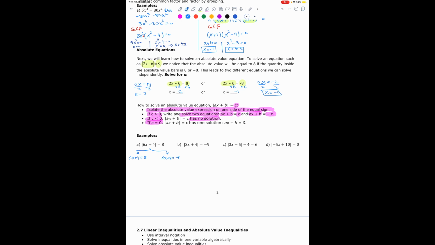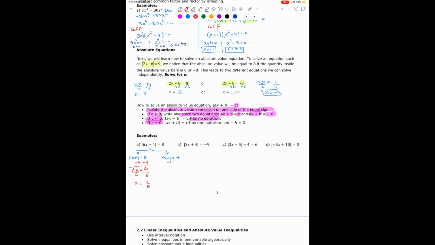And then we're going to solve the first one. We subtract 4 first, because we do the opposite of PEMDAS. So now we have 6x equals 4. Now we divide both sides by 6, so we get x equals 2 over 3, which is the reduced 4 over 6.